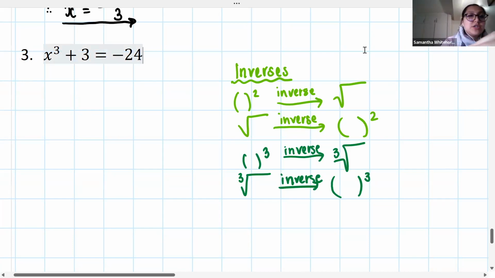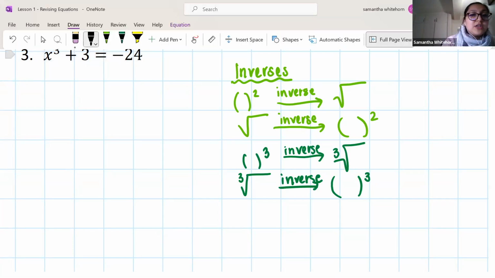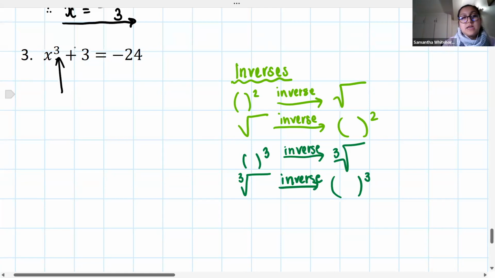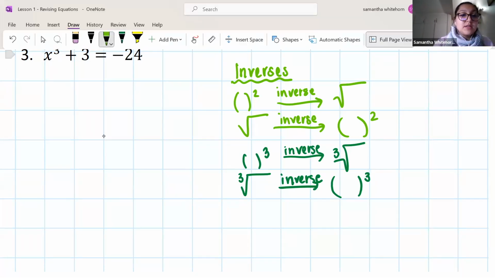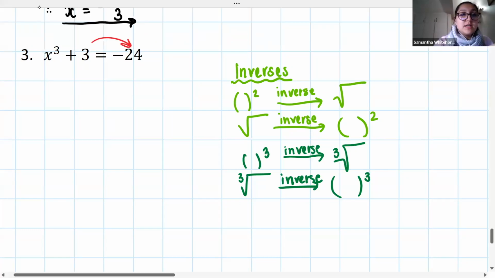So if we have a look at question 3 here, we've got x cubed plus 3 is equal to negative 24. Now the rules don't change. We're going to do exactly the same thing as what we were always doing. First thing I'm going to do is take that positive 3 and bring it over to the right-hand side to join all the constants.